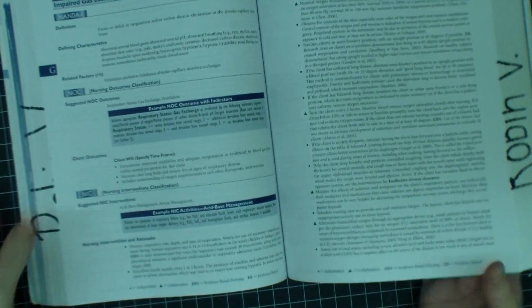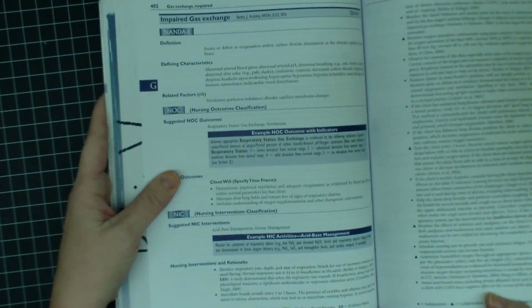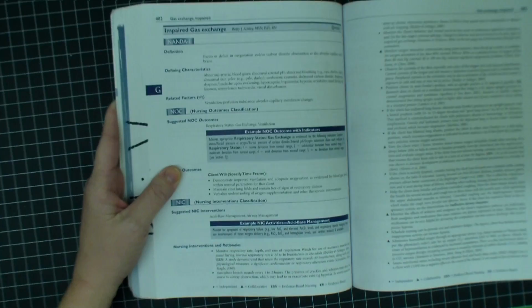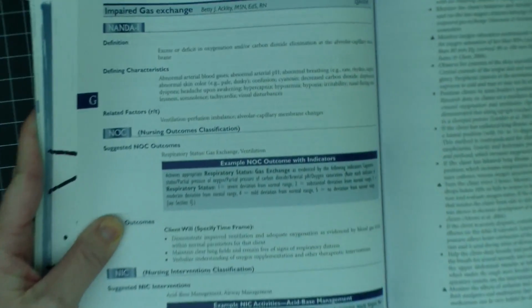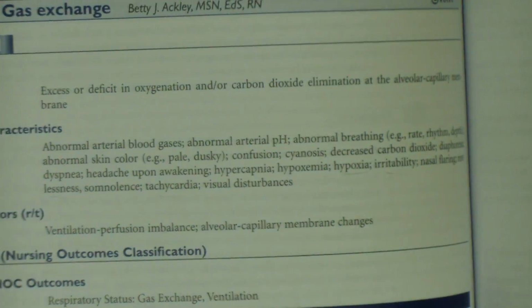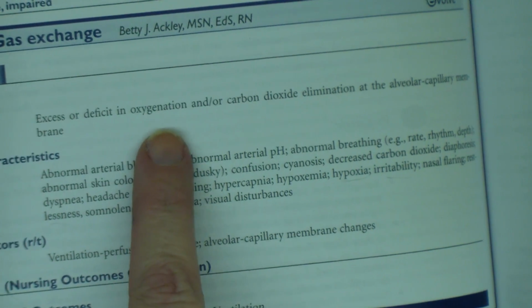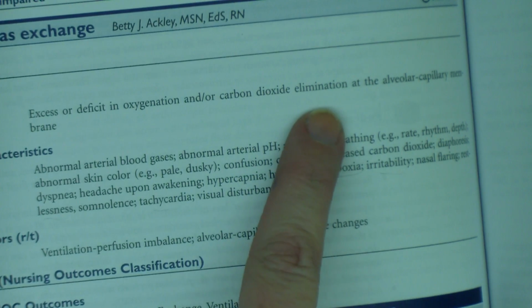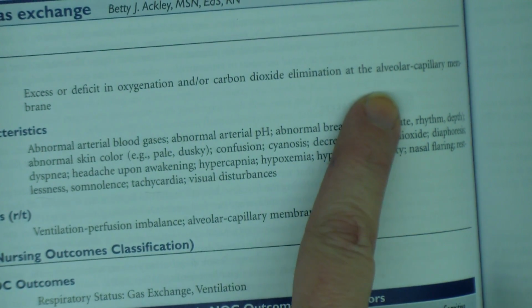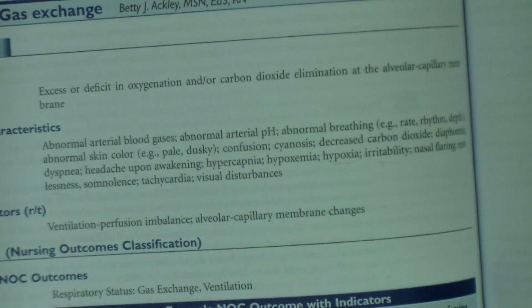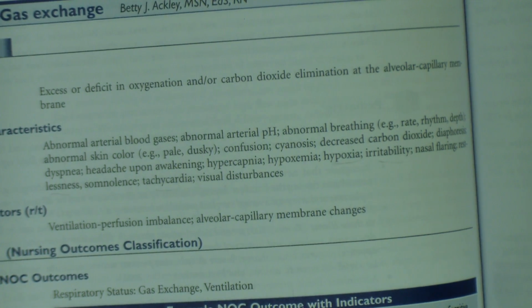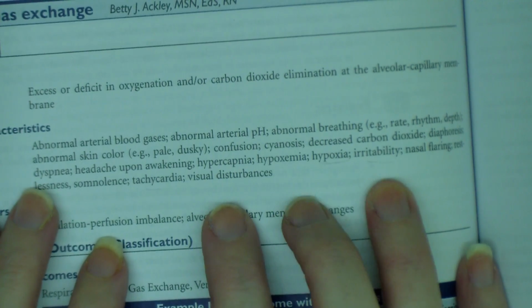So the definition, let me see if I can zoom in instead of holding the book up. Whoops, wrong way. Okay, so the definition is excess or deficit in oxygenation and/or carbon dioxide elimination at the alveolar capillary membrane. So at the very, very base where your alveoli are, your CO2 is supposed to be exchanged with fresh O2. Well, there's an impaired exchange there, so that's why we're having difficulty breathing.